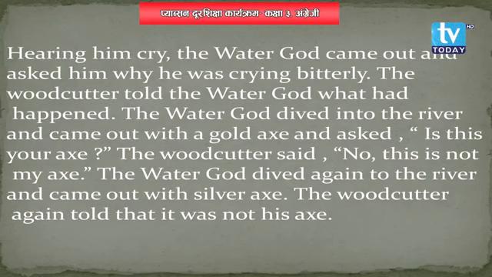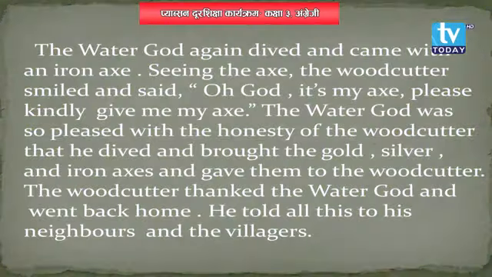Now you can check the next part of the story. The water god again dived and came out with an iron axe. Seeing the axe, the woodcutter smiled and said, "Oh God, it's my axe. Please kindly give me my axe." The water god was so pleased with the honesty of the woodcutter that he dived and brought the gold, silver and iron axes and gave them to the woodcutter. The woodcutter thanked the water god and went back home with wood and 3 axes.